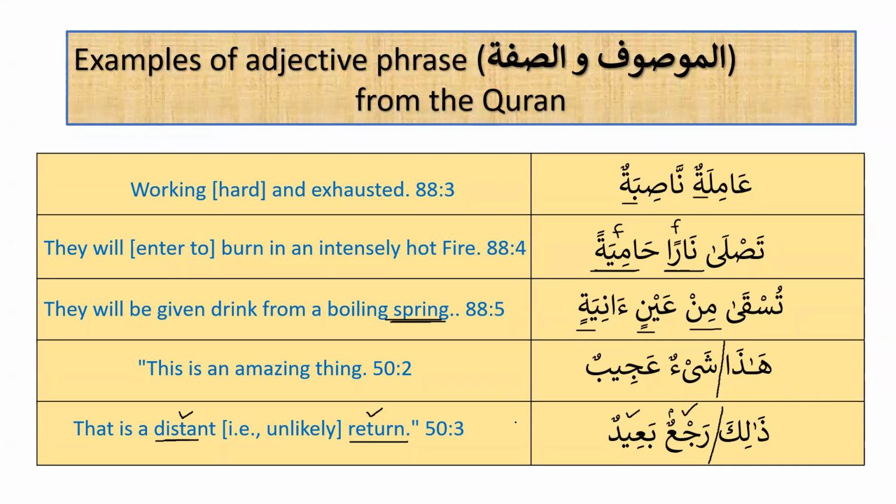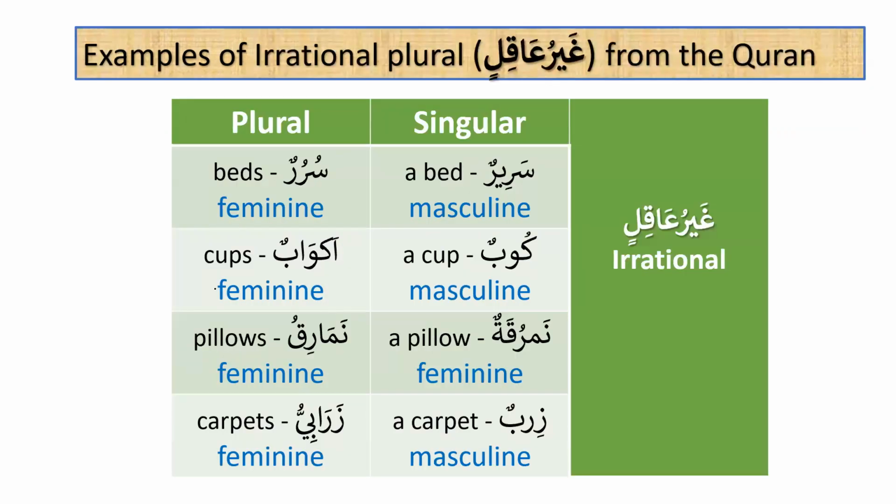Now, alhamdulillah, you can see that after completing 8 lessons, we are in lesson number 9, and alhamdulillah, we are able to analyze the verses of the Quran. Similarly, if you remember that the plural of ghayru aqil is considered as singular feminine. For example, sarirun in Arabic is masculine, but if you talk about the plural, which is sururun, it will be feminine, right? Why will it be feminine? Because it is the broken plural, or this is ghayru aqil, and we know that ghayru aqil is always feminine. Kubun is a cup, and the plural is akwabun, so kubun is masculine and akwabun is feminine.